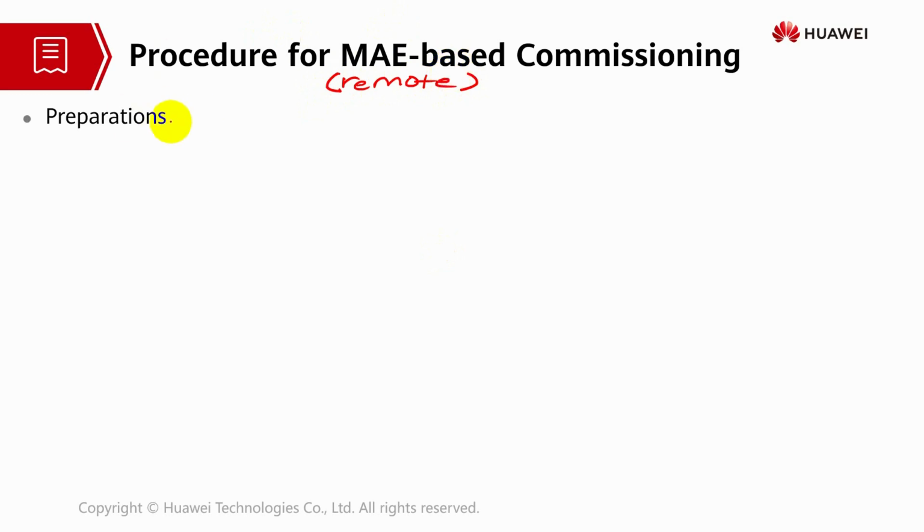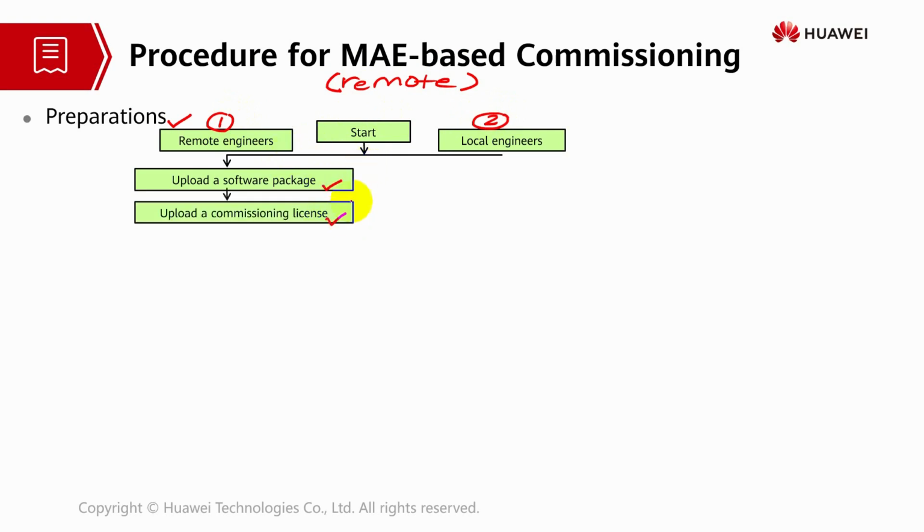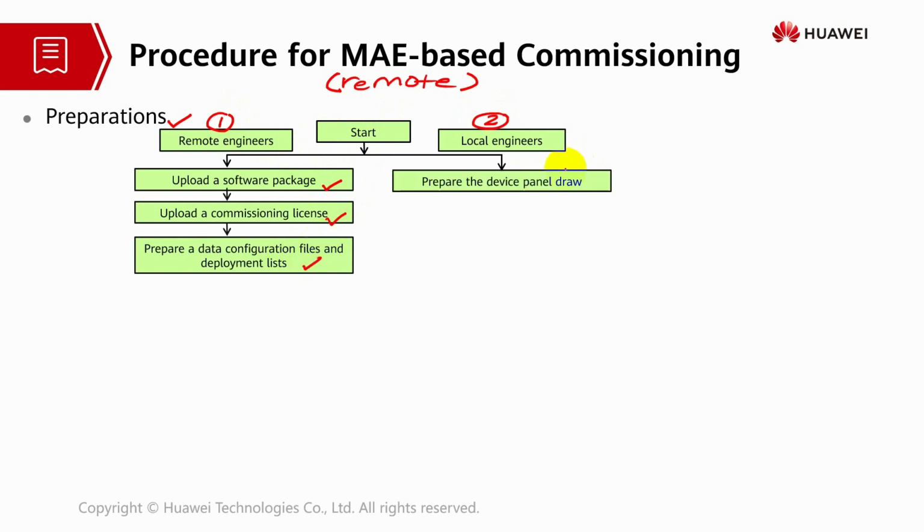First we have the preparations. The preparation is divided into the remote engineer and the local engineer, and both of them have different tasks to perform. The remote engineer will upload the software package, upload the commissioning license, and prepare the configuration file and the deployment list, while the local engineer will need to prepare the device panel draw. That means they need to have the overall engineering design of the base station.